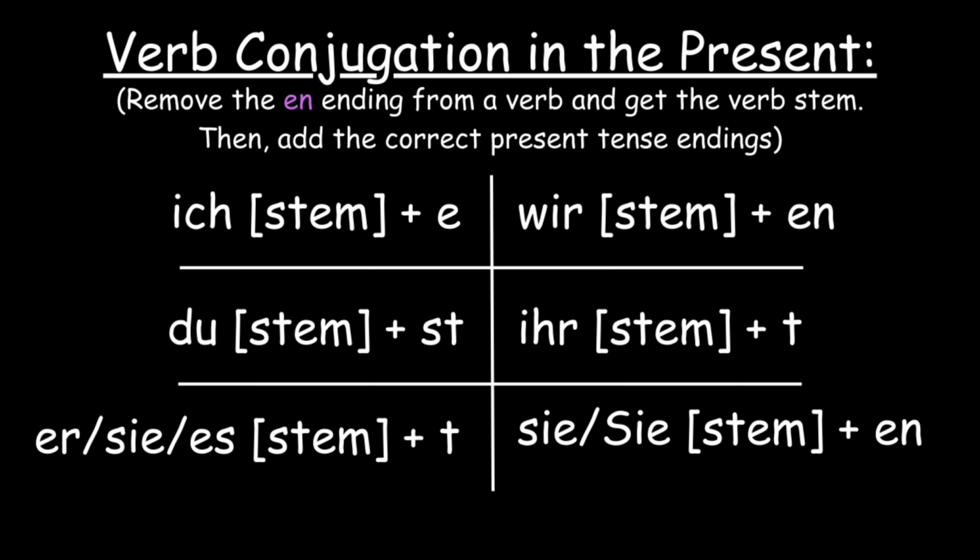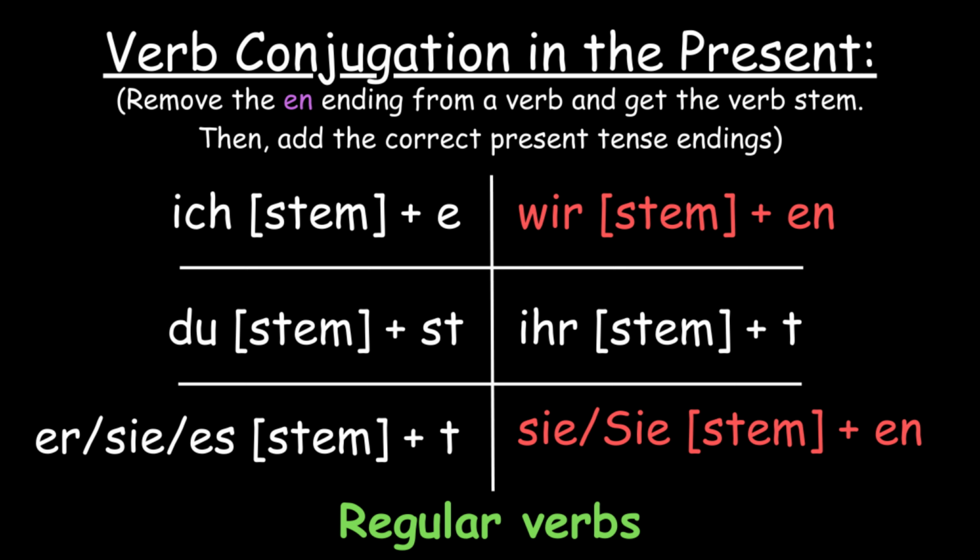For ihr, add t. These are the endings for regular verbs in the German present tense, and you can notice that wir and sie will have the same form as the infinitive, and that er/sie/es and ihr will have the same ending, so context will tell the difference. This is how present conjugation works for regular verbs, but German has irregular verbs, which is a topic for the next video. In this video, I'm simply explaining regular verbs.